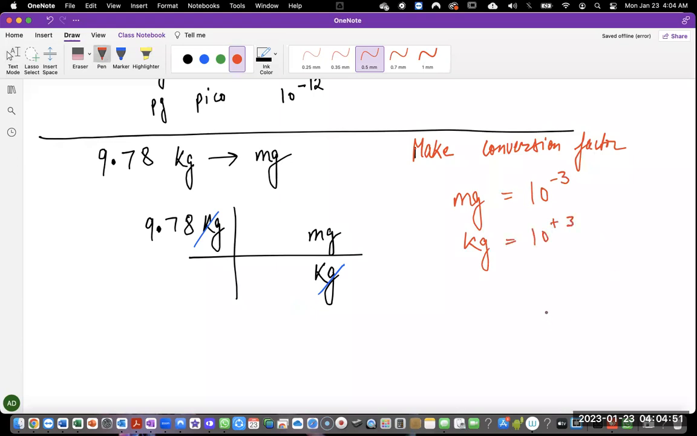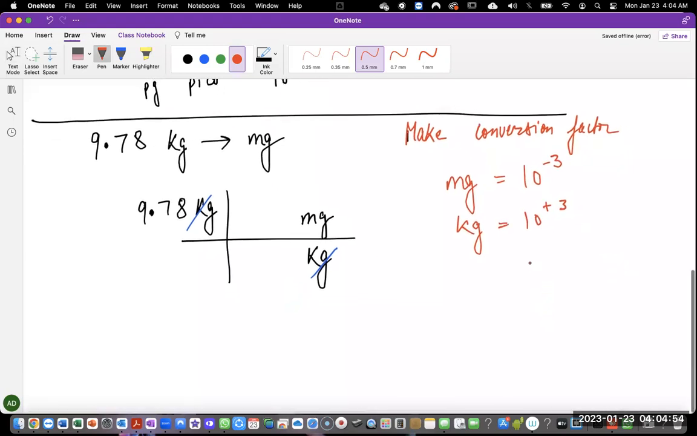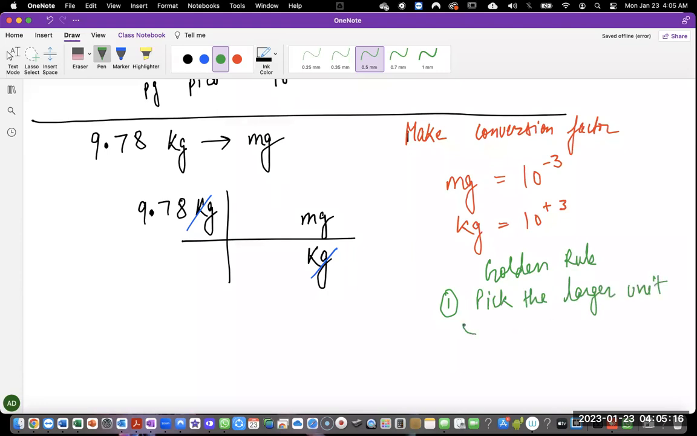Okay, now how to make conversion factors, this is what we're going to learn. So what we're going to learn now, we're going to call this the golden rule. And this rule will have 2 points. So the first point of the golden rule is to pick or identify the larger unit and place 1, so number 1, in front of that unit, in front of the larger unit.